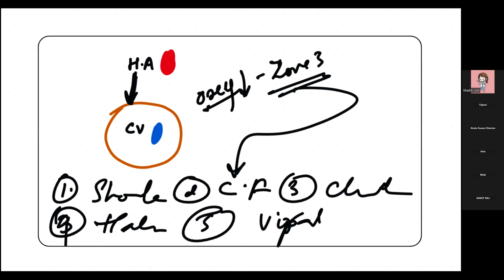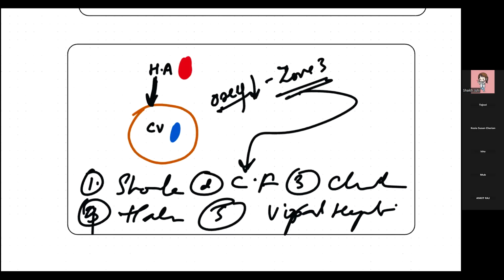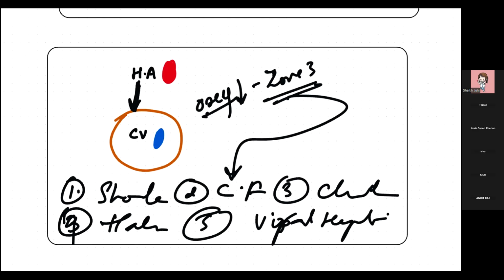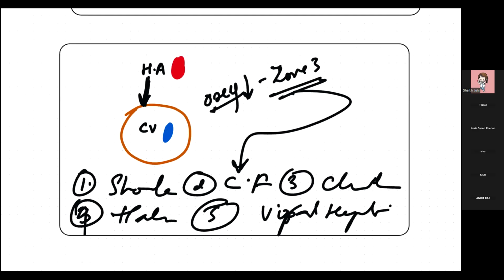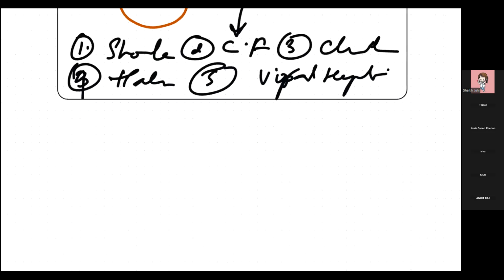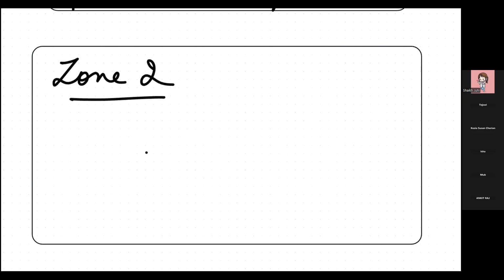Now, why are we learning that zone 3 is affected? While diagnosing, you will go through the reports, and there you will get to know, and then you can have an idea of what the condition may be, as it has been seen in the histology that this part is affected. Okay, now what about zone 2 and zone 1? Zone 2 is affected only in yellow fever.